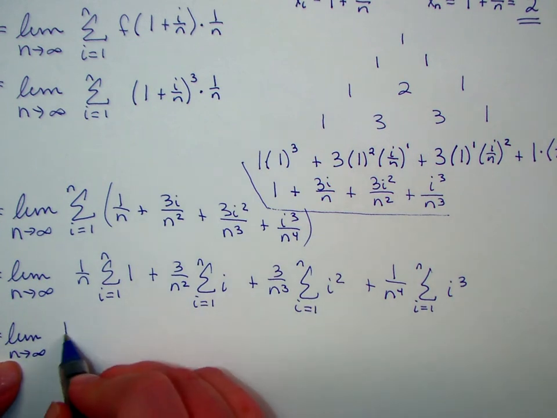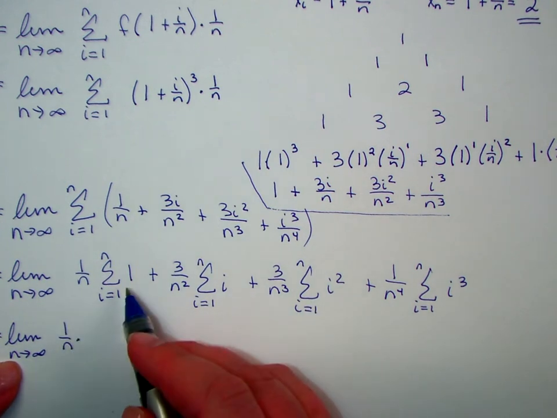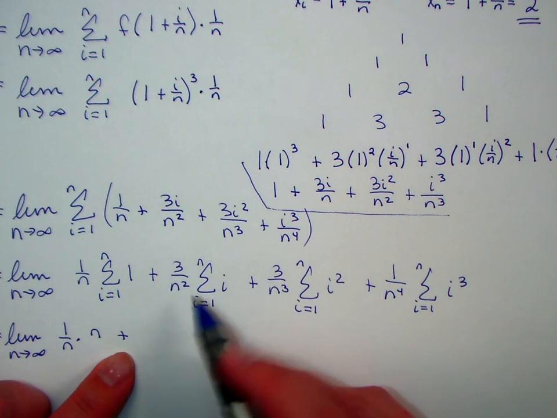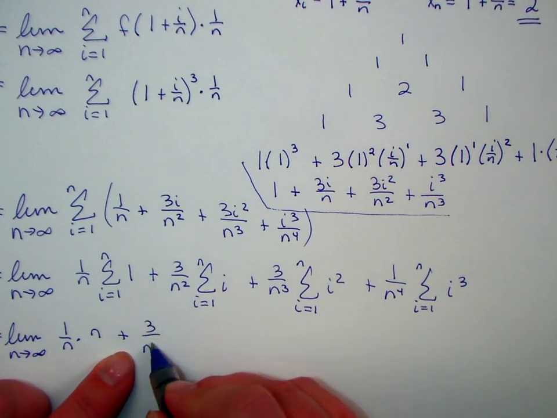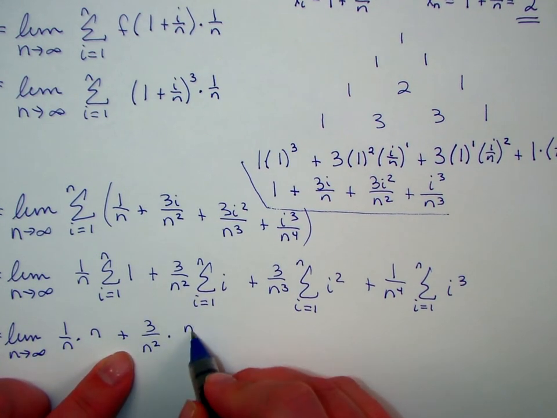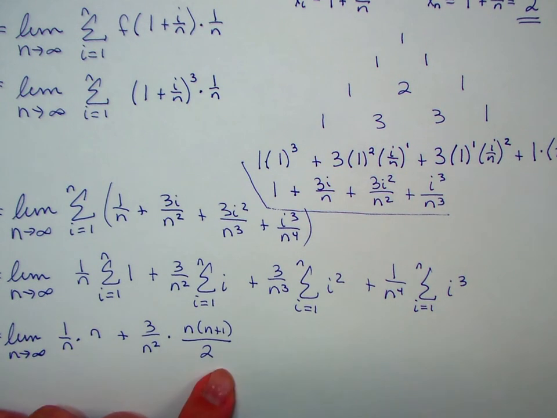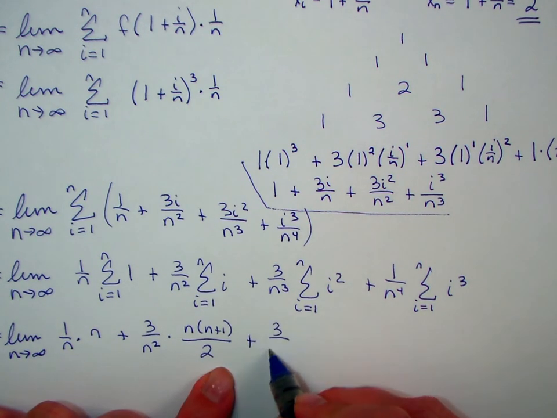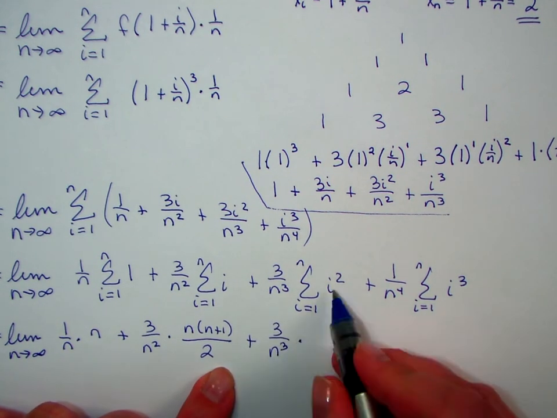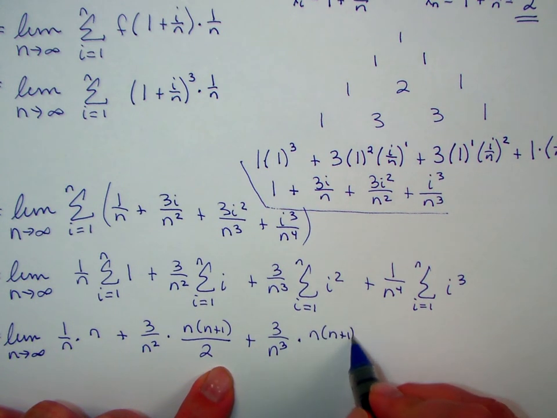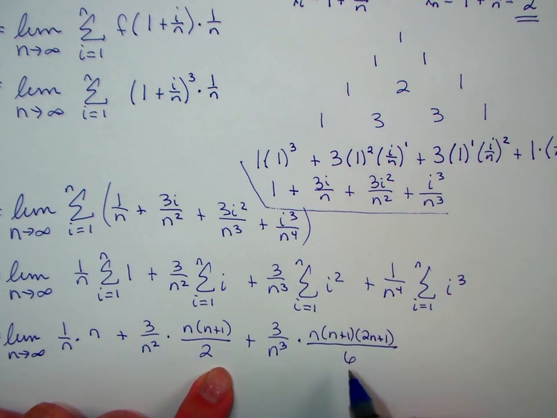So the first term, we're going to get 1 over n times the sum of 1, which is n. The next term, we're going to get 3 over n squared times the sum of i, which is n times (n plus 1) over 2, plus 3 over n cubed times the sum of i squared, which is n times (n plus 1) times (2n plus 1) over 6.